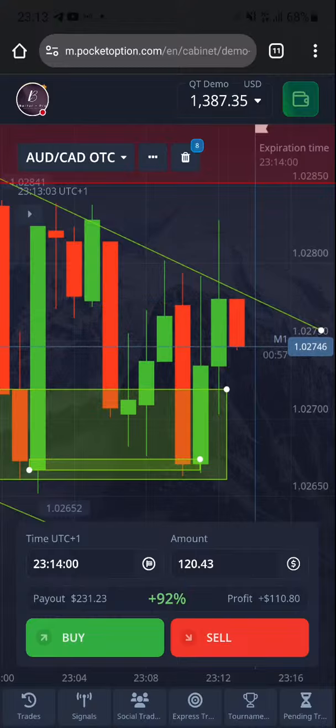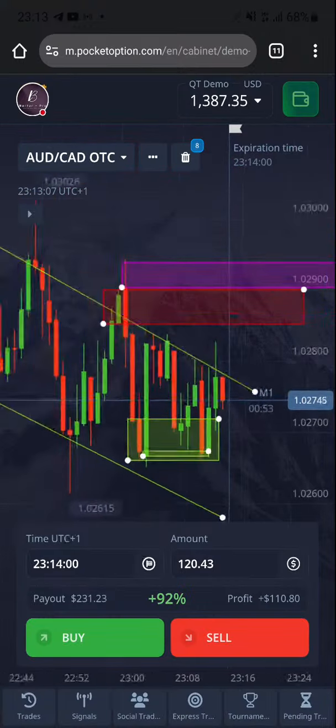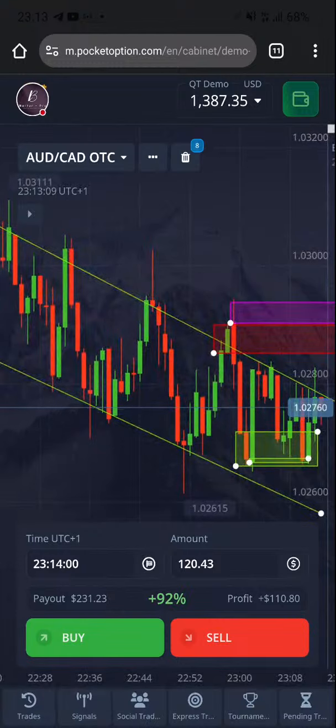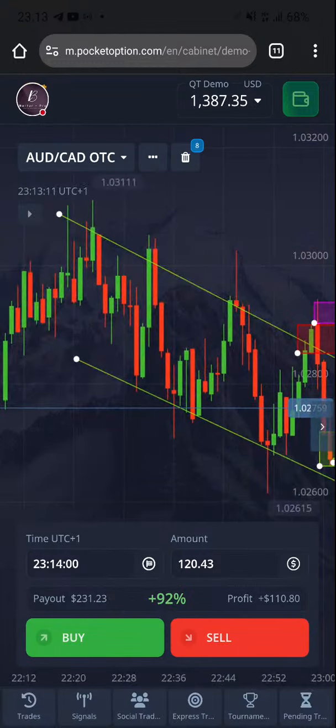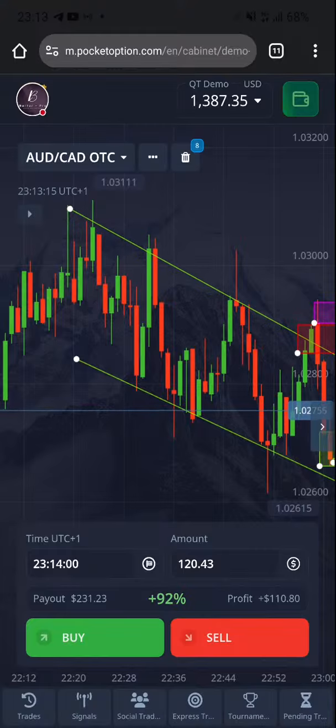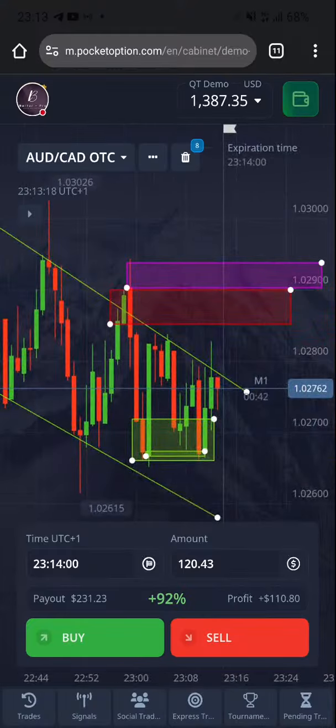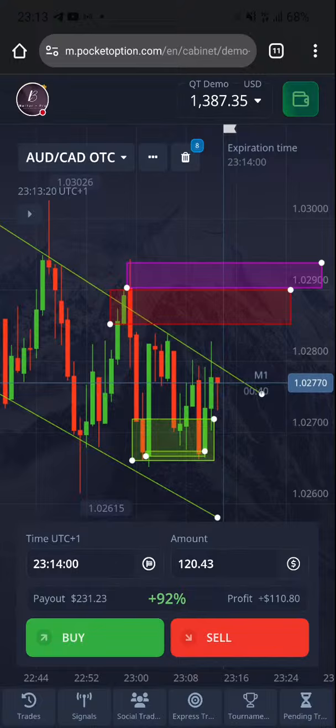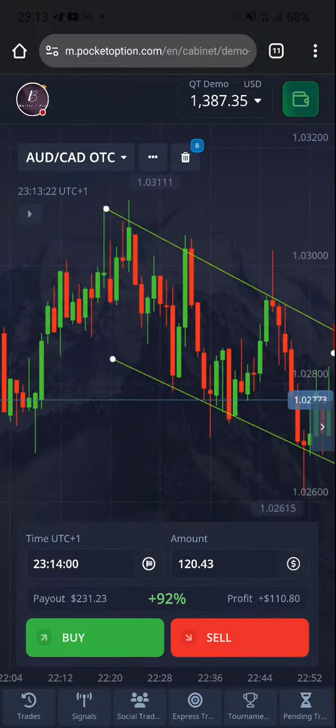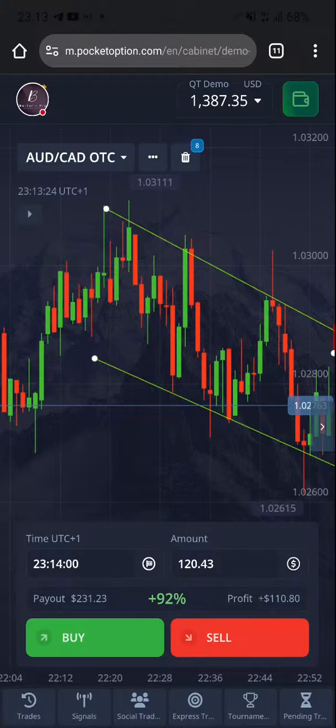Oh, if price comes up here, we can go with the sellers again. Now, let me give you one gist, guys. Anytime you are in a price channel like this, there are certain trades that you can take that will give you a high probability. You see, there's this thing called common point of rejection. You can take such trades.